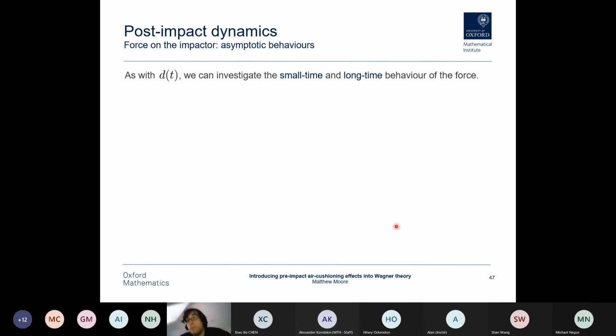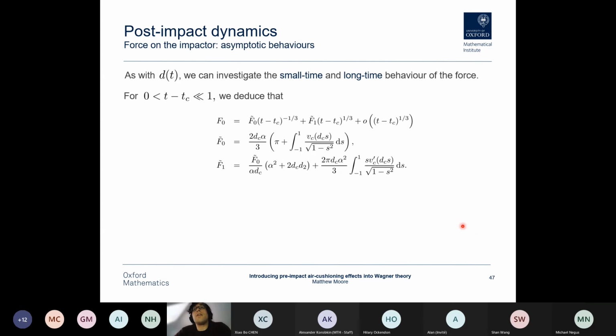So again, I can do some asymptotic analysis of that, right before I go into the numerical solution, to work out what's happening at small and long times. If I look at the early times, I have an expansion that looks like this. It looks quite messy, but there are two terms here. This is a t minus tc to the minus 1/3 term, which has a coefficient that looks like this. And then the next term in the expansion is order t minus tc to the 1/3.